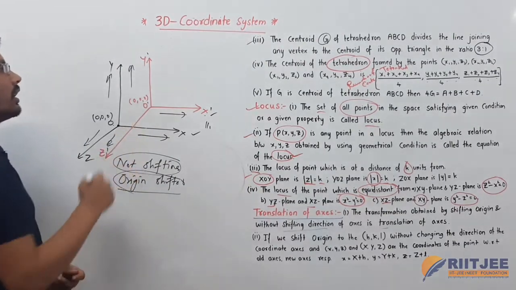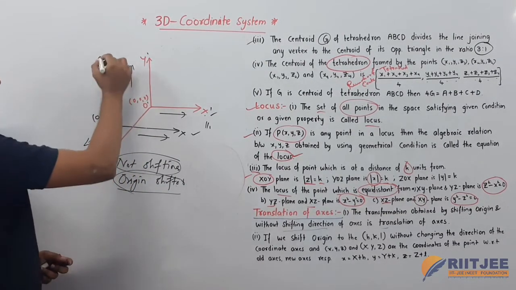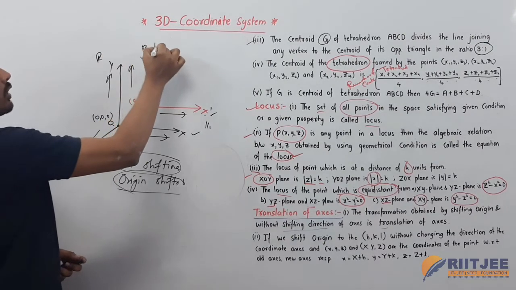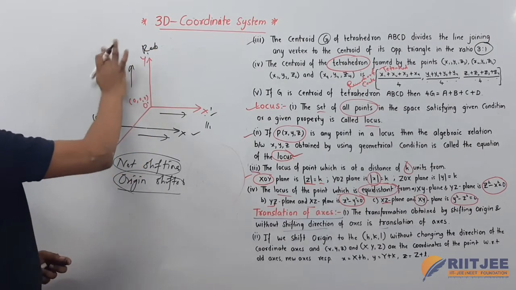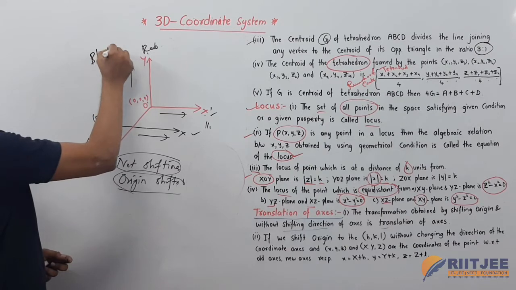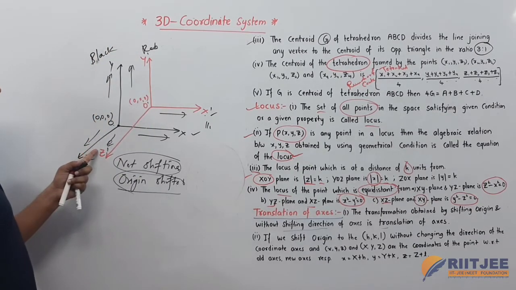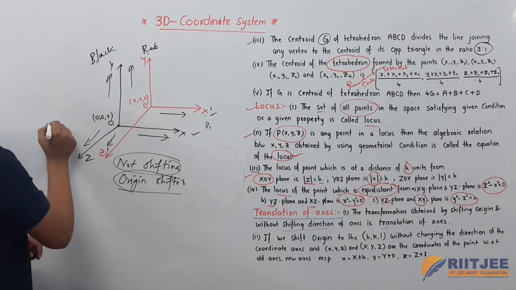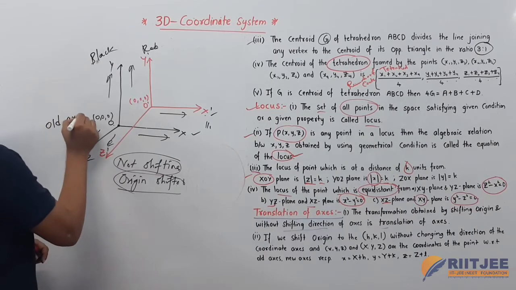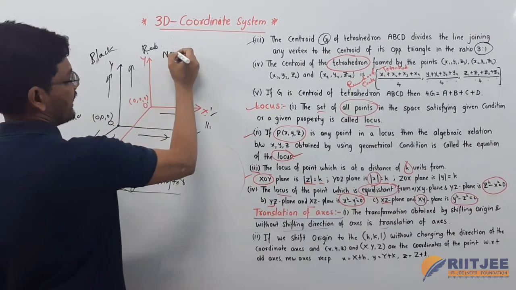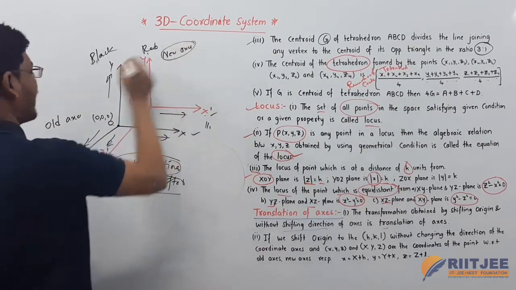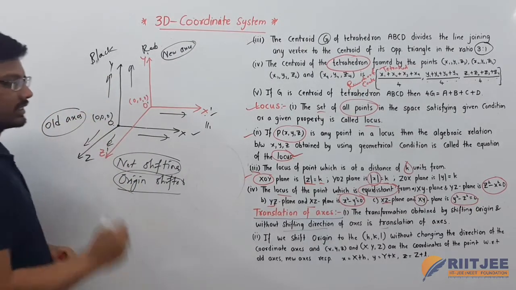Now here we have a red 3D coordinate system and a black 3D coordinate system. Here this black 3D coordinate system is the old axis, and the red one is the new axis.